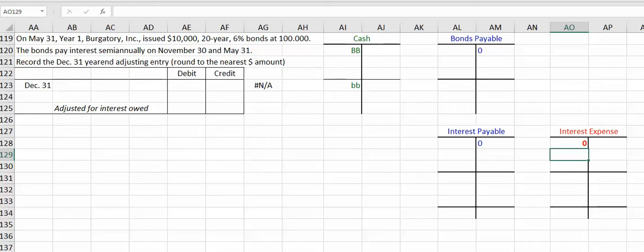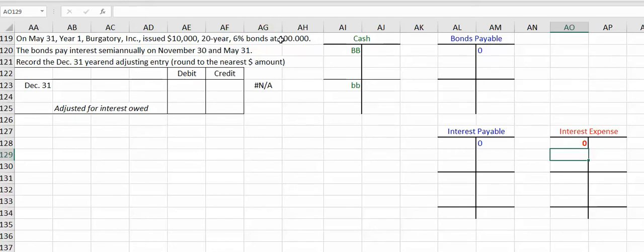In this example, I'm going to go through a company that's issued bonds that pay interest semi-annually, which means twice a year. So on May 31, the company issued $10,000. That's what they call the face value or the par value. That's what has to get paid back in 20 years, which is the maturity date.